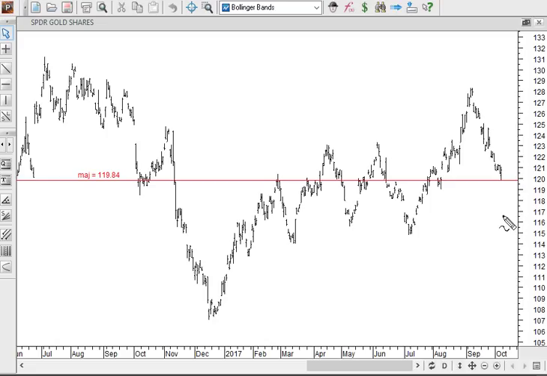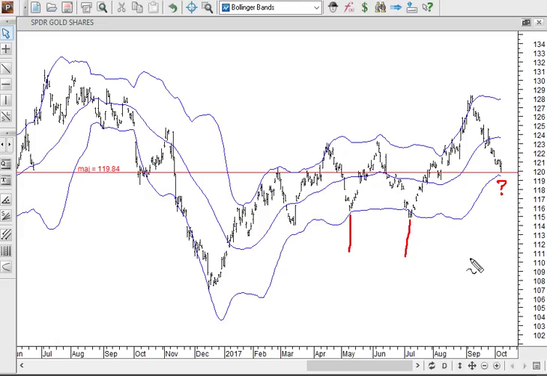Interestingly, GLD, the gold ETF, has tested its major today at 119.84. It has bounced back a little. Price back below 119.84 again puts this chart back in a weak price location. And here's the 40-period Bollinger Bands I've just added in there.